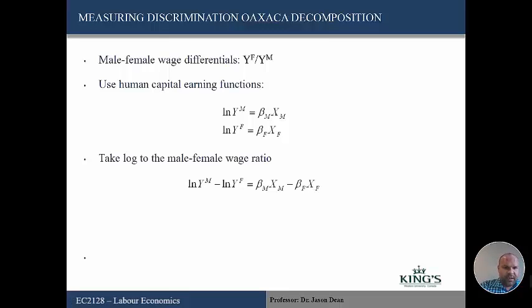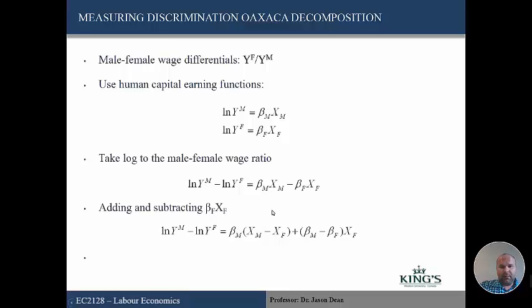So if we were just to think of the male-female ratio, we would get this. And if we added and subtracted beta F times XF and simplified, we can decompose this difference into these two terms. Here we are adding and subtracting beta F XF, so it's not going to change anything. We add it and subtract it, rearrange, and we get this.